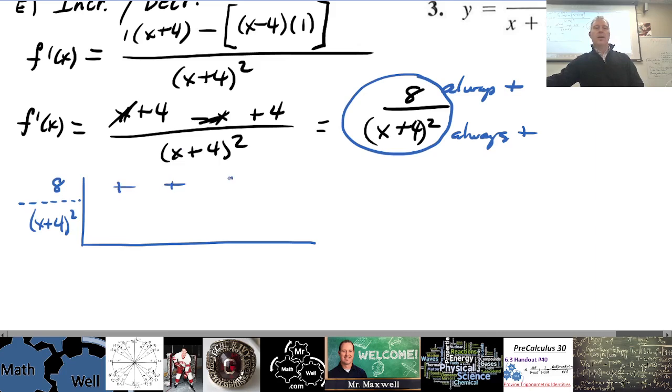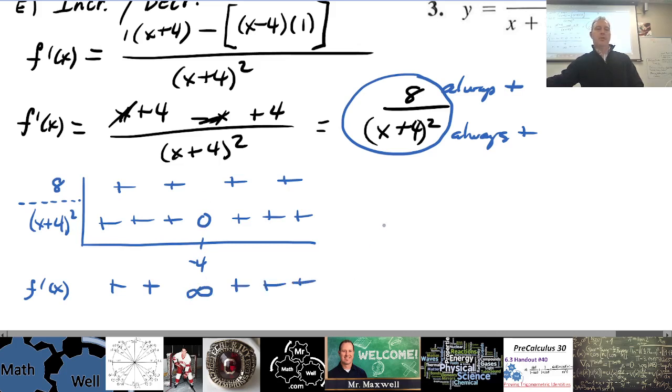8 is positive everywhere. This is 0 at -4, and it's positive everywhere else because it's a squared term. And so your first derivative here is positive, and then it's undefined here. See that? Because it's 0, a positive number divided by 0, it's undefined. All right. Now this is where your vertical asymptote comes in.